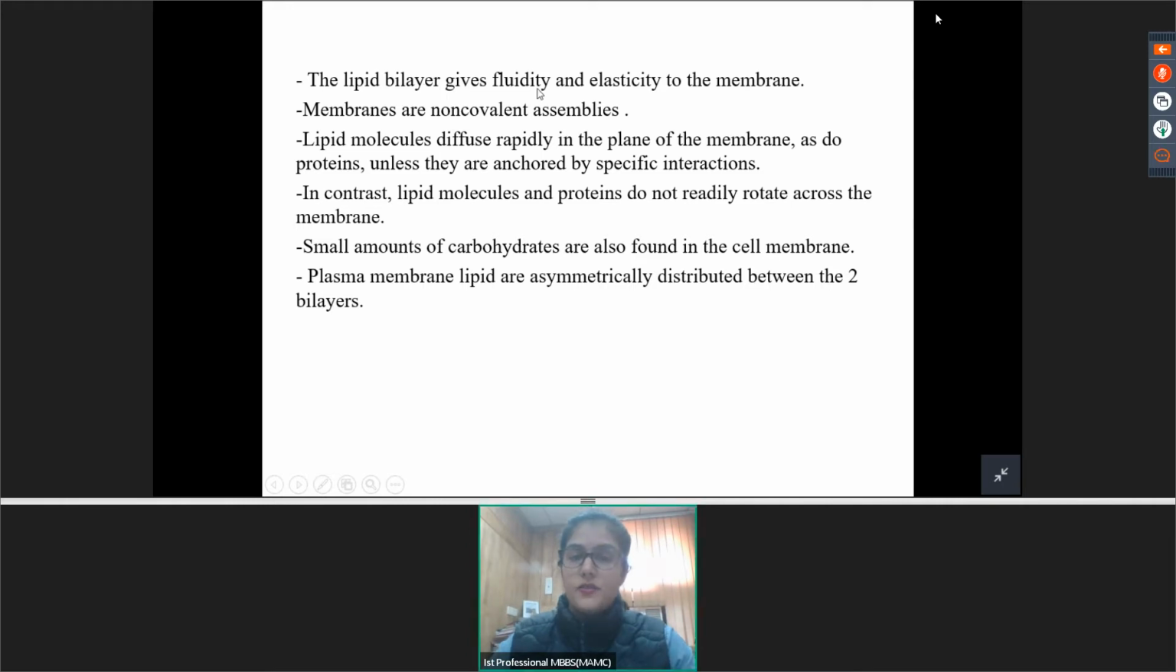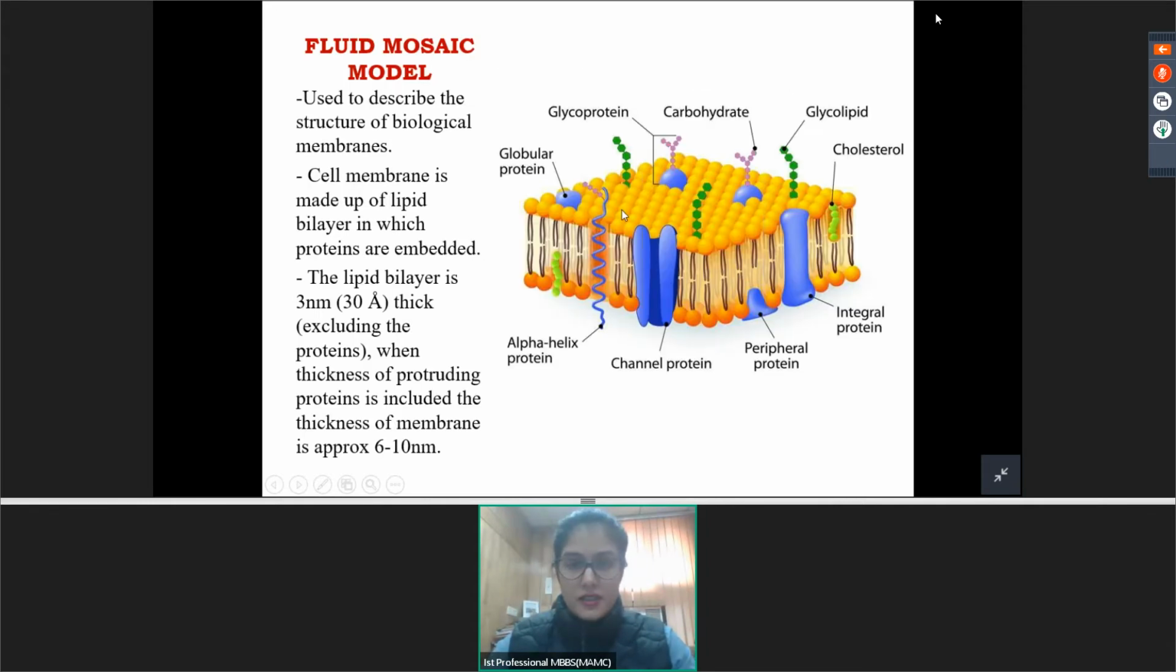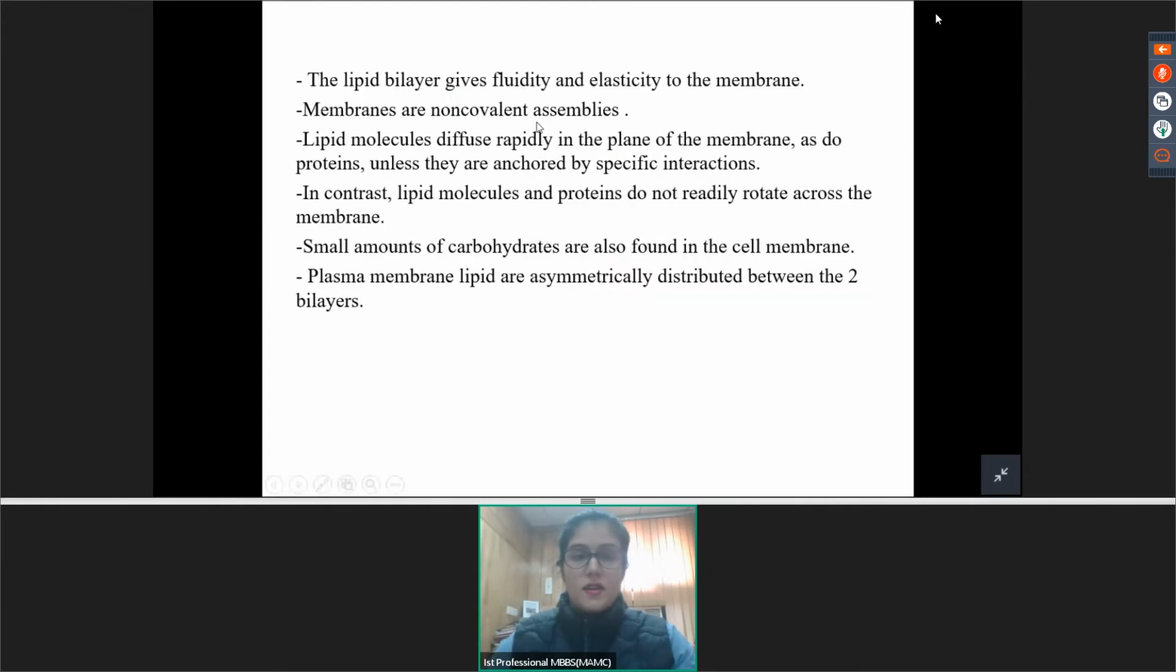The lipid bilayer gives fluidity and elasticity to the membrane, and the membranes are non-covalent assemblies. What it means is that these lipid molecules are not covalently bound to each other. They are bound by non-covalent interactions. Therefore, they are free to move within the plane. Lipid molecules diffuse rapidly in the plane of the membrane, as do proteins, unless they are anchored by specific interactions. In contrast, lipid molecules and proteins do not readily rotate across the membrane.